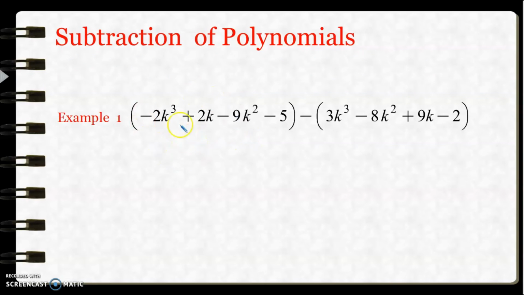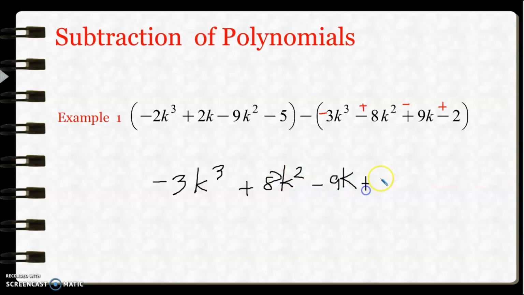Example 1, we have to subtract the first polynomial given by the second one. So, we know that in this given, the subtrahend comes after the minus sign. So, ito yung ating babaguhin na sign. Positive 3x cubed will become negative, and this will become positive, negative, positive. So, we rewrite first the subtrahend. Okay? So, I suggest na unahin yung i-rewrite ang subtrahend kasi baka magkamali kayo ng sign. It's 8k squared minus 9k plus 2.